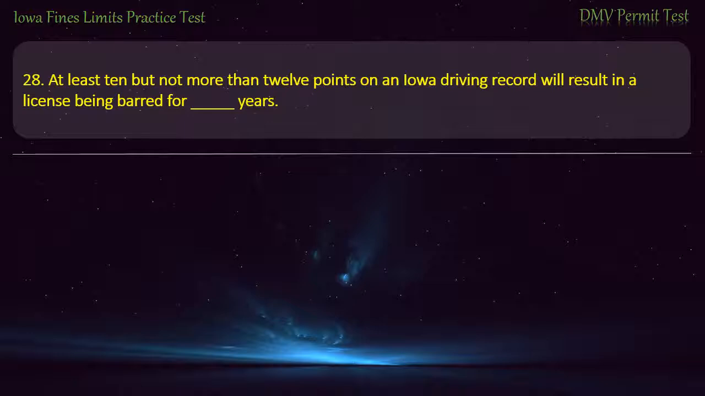Question 28. At least 10 but not more than 12 points on an Iowa driving record will result in a license being barred for years. 5, 3, 6, 4. Answer: 4.